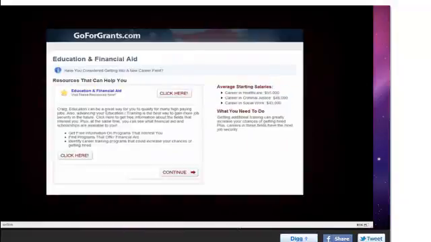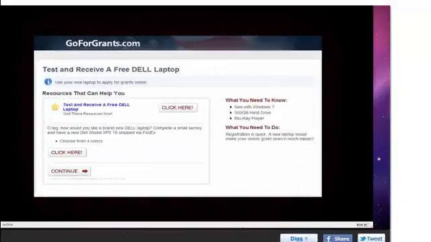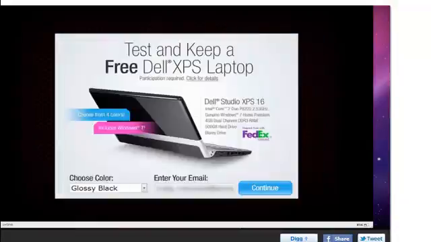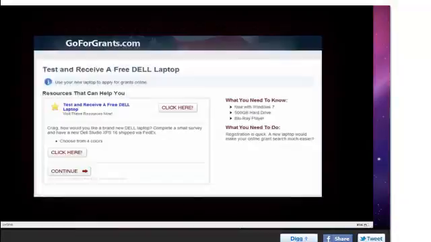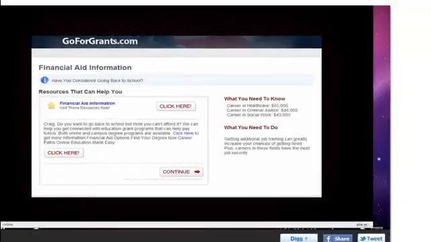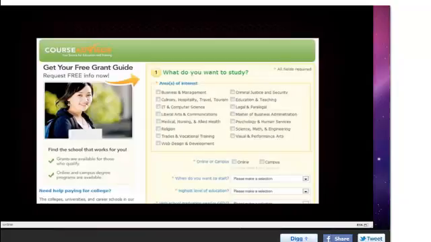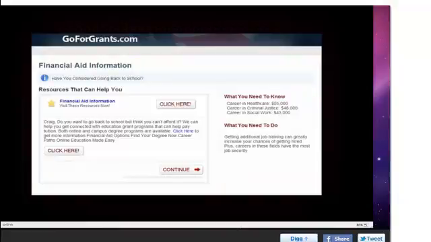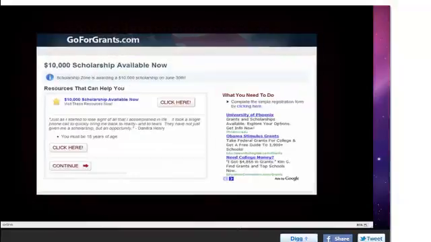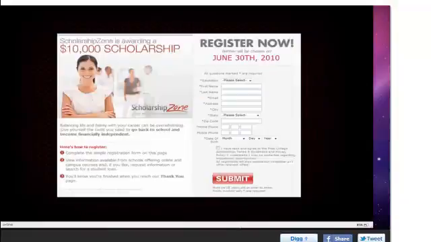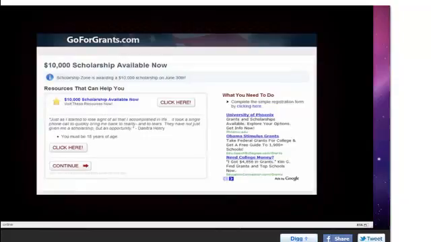And so if you click next after that, you'll get to the Dell free laptop screen. Again, we've been through a little bit of this, so I'll just breeze through it. Right, if you click continue, you'll get to the financial aid page, which again is another course advisor, but you'll notice it's pretty relevant. It does mention grants in there. Okay, and then financial aid information, if you click continue on that, you'll get to the scholarship page, which is going to take you to the scholarship offer.